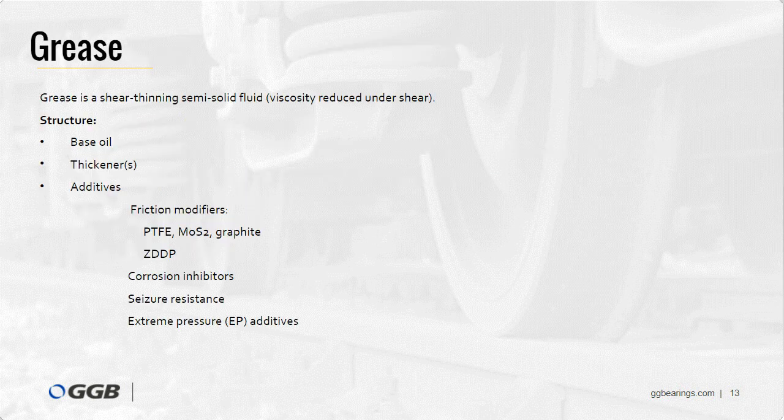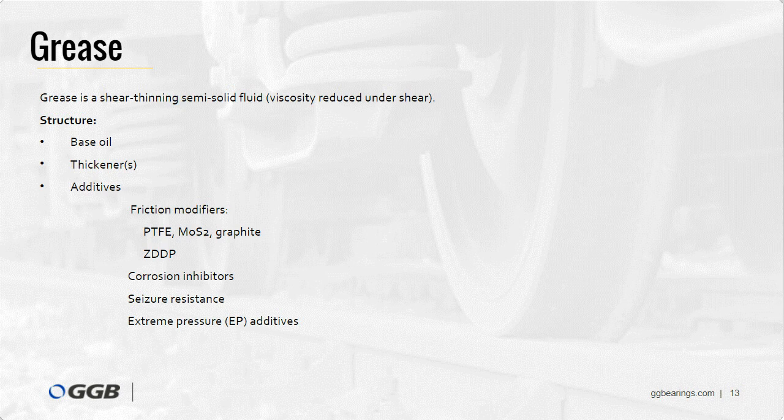Grease. Okay. What about grease? Well, grease is a shear thinning, semi-solid fluid. And shear thinning means that the viscosity is reduced under shear, like ketchup. Ketchup does the same thing. How is grease made up? Well, it's got a base oil and a thickener. That's what it is. It is thickened oil.